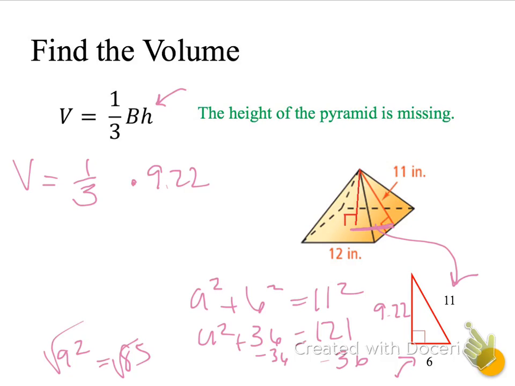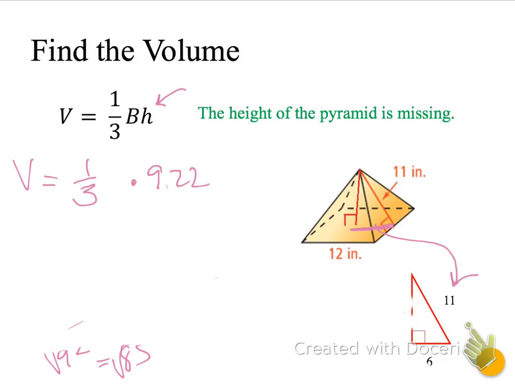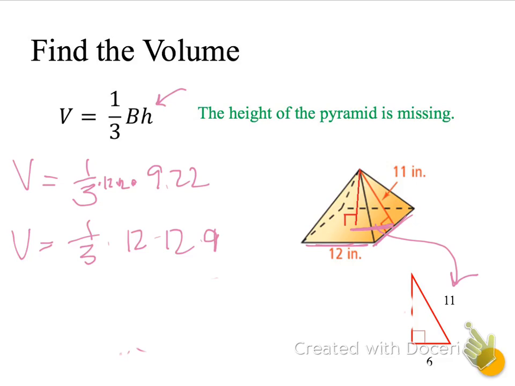So I'm going to erase all of this stuff at the bottom so we can find the area of the base. Okay, so if I'm looking, my base looks like it is a square. So to find the area of this base, all I take is one side times the other side. So 12 times 12. So V equals 1/3 times 12 times 12 times 9.22. So V equals 442.56 inches cubed.